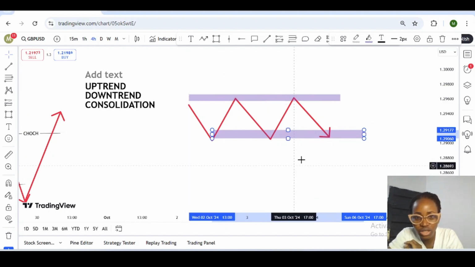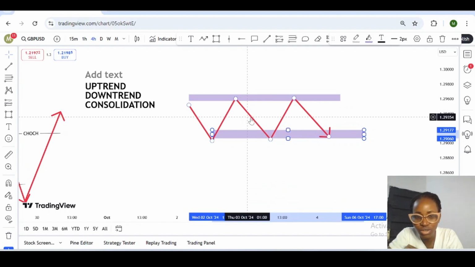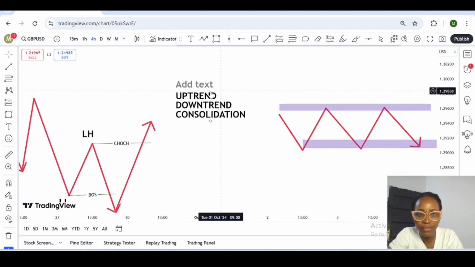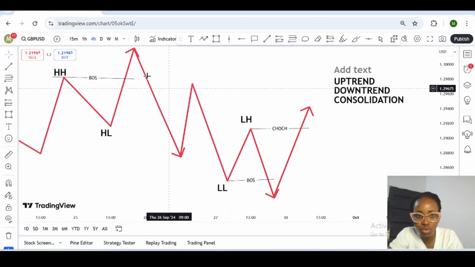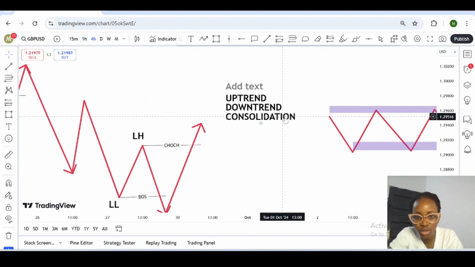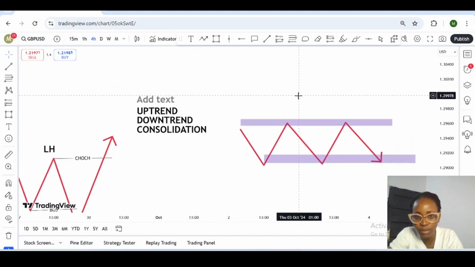So during a consolidation phase like this, where the market does not have a clear direction, it's advisable to stay off the market, to stay off the charts. All right, so we have the first phase, which is an uptrend, the second one, which is a downtrend, and we have the third phase, which is a consolidation phase.